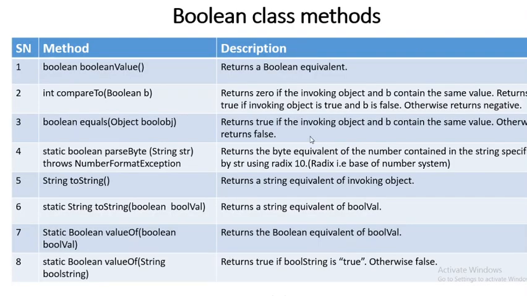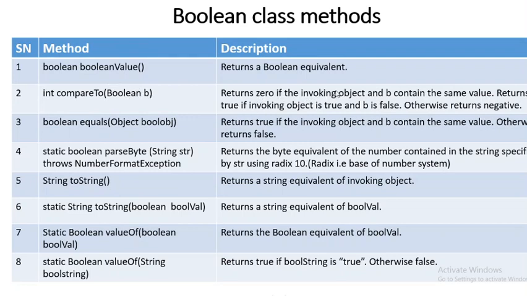Now the Boolean class methods. These are instance methods, which means to use these methods we need to use an object of the Boolean class. booleanValue returns a boolean equivalent. Next, the int return type, compareTo(Boolean b): the object which is invoking this method is compared with this argument b.